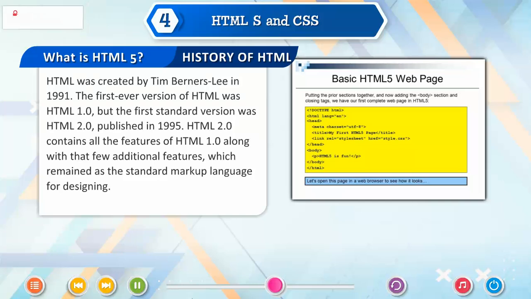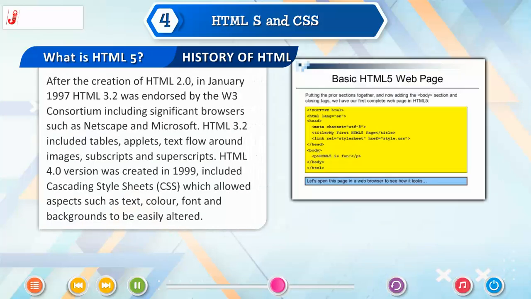After the creation of HTML 2.0, in January 1997, HTML 3.2 was endorsed by the W3 Consortium, including significant browsers such as Netscape and Microsoft. HTML 3.2 included tables, applets, text flow around images, subscripts, and superscripts.